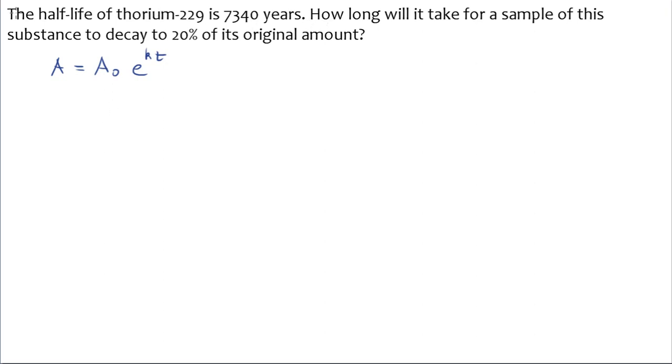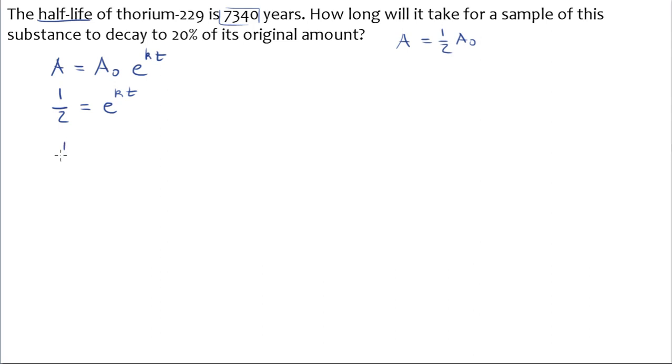Well, right here we have a half-life. Because it's a half-life, A is equal to 1/2 of A naught, and we can jump straight to this formulation: 1/2 is equal to e to the kt. So our next question is, do we know t? We certainly do. It's 7,340 years.